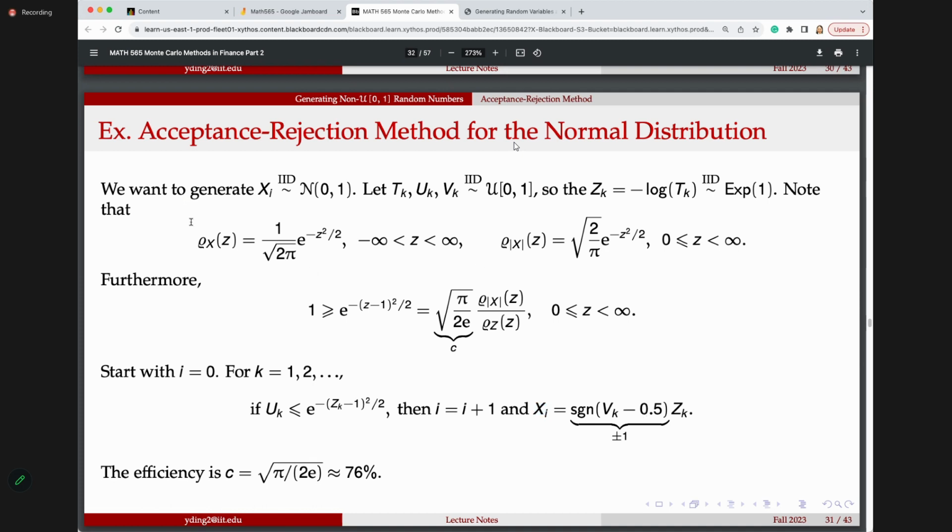Be careful here, because the original xi should be plus or minus. So that's why we need another vk here to determine the sign. So vk, if it's greater than 0.5, we consider it's positive. If it's less than 0.5, then we consider it's negative. So we can have the sign, so it will be plus or minus ck. Then we can have our xi follows the standard normal distribution. Is that okay? And then the efficiency here, or the probability of acceptance, will be root pi over 2e. It's about 76%. It's not so bad.